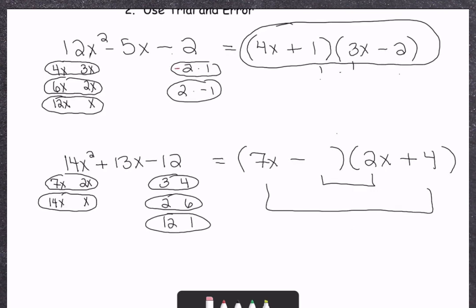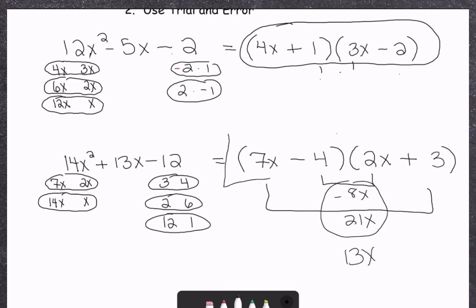So let's change the numbers up. Let's switch these two. Let me put 4 here and 3 here. So that gives me negative 8x. And then this gives me 21x. So let's do 21 minus 8. Does that give me 13? Did I get it? Yay! I got it. I got it.